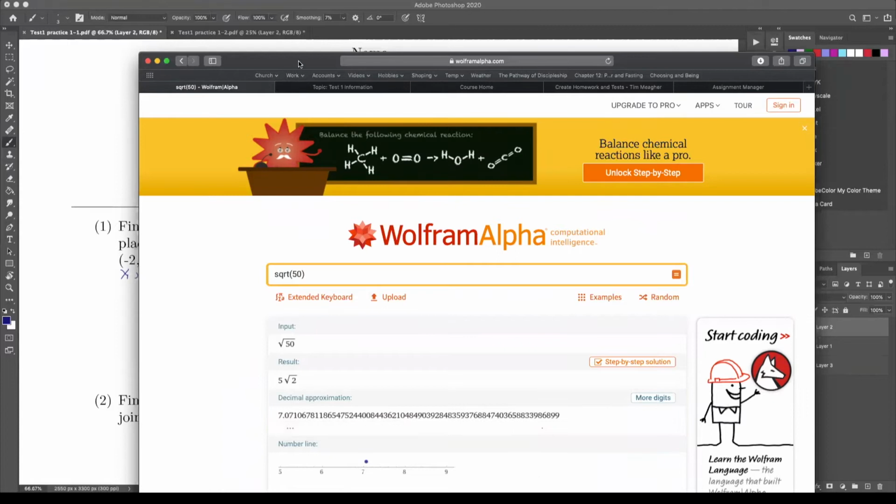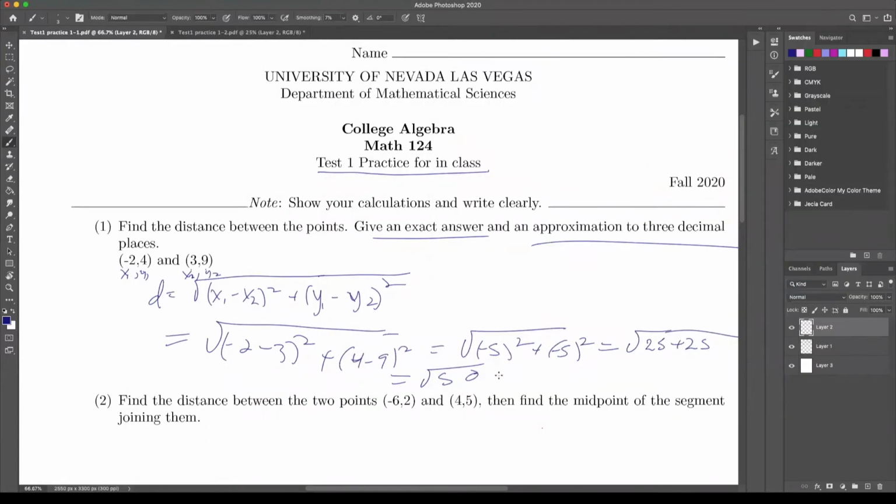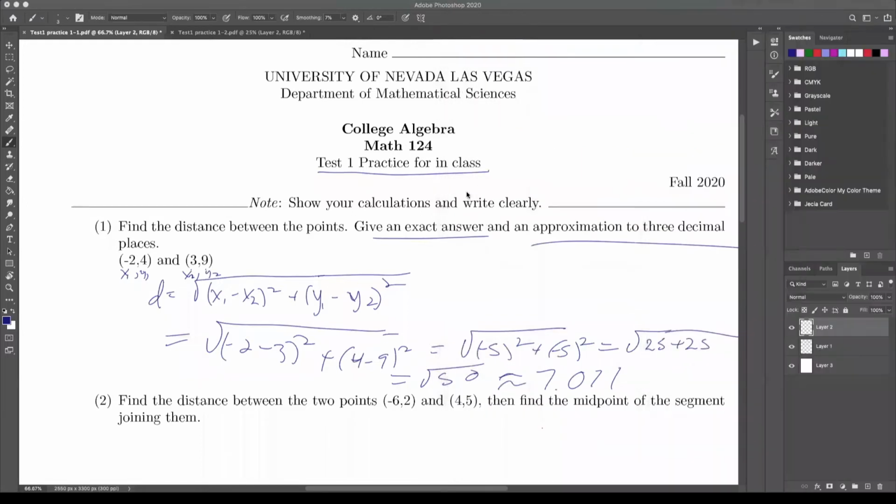So let me just write that in. Thank you. Which is approximately 7.071. And so that's how you'll fill out the first one. There we go. All right, yep, just making sure I got it right. All right. So that's the first problem.